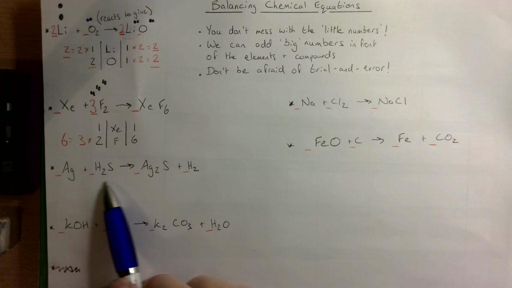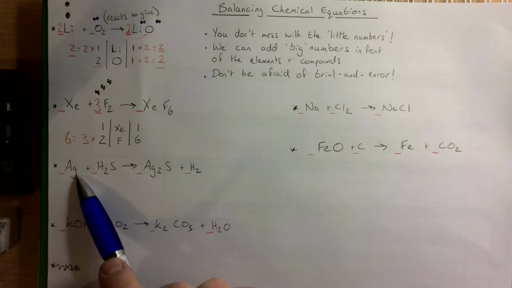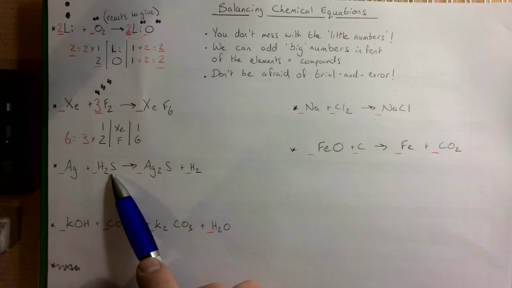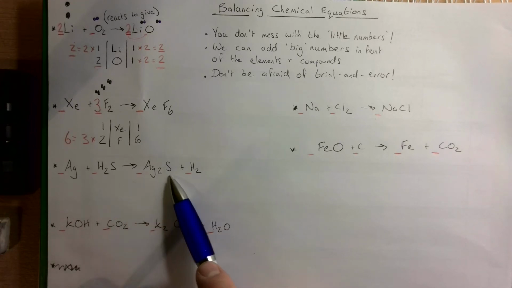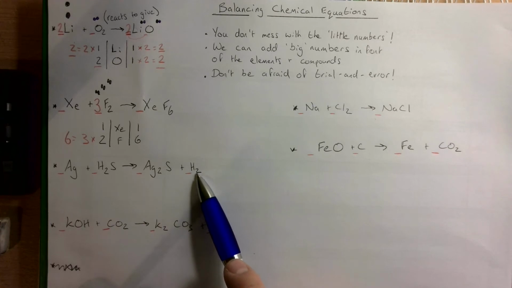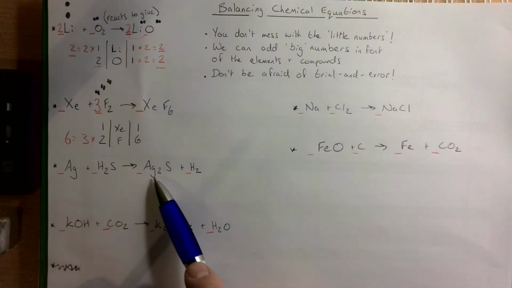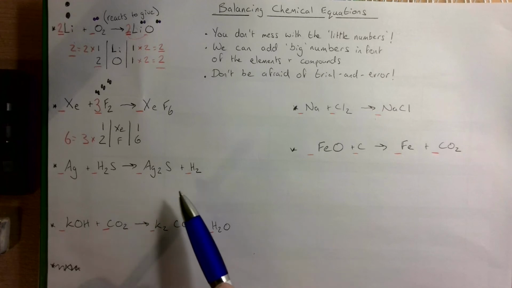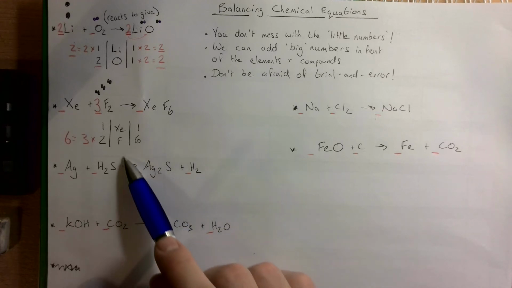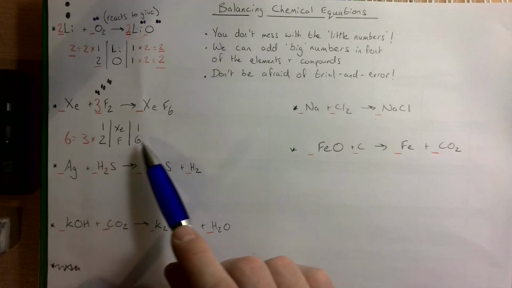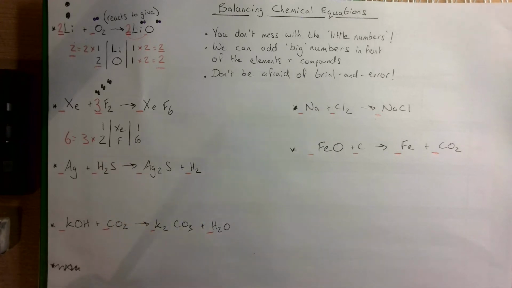Okay, so let's have a little go at this one here. You've got Ag, which is silver. You've got hydrogen sulfide, and that reacts together to give silver sulfide and hydrogen gas. Okay, pause the video here, and then just as before, write out your elements and the numbers of atoms either side. Pause the video now.